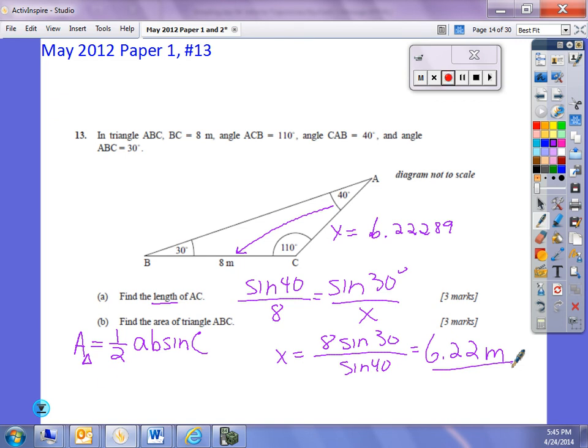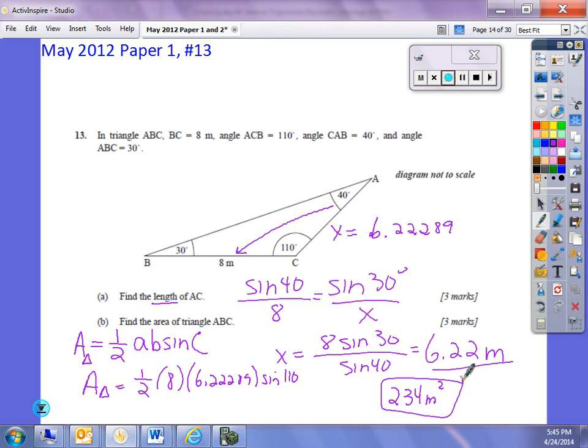So I've got the area of the triangle is equal to 1/2 A is 8, B is 6.22289 times the sine of 110 degrees. So I'm going to round that, and the area of the triangle is 234 meters squared. That's rounded to 3 significant digits.